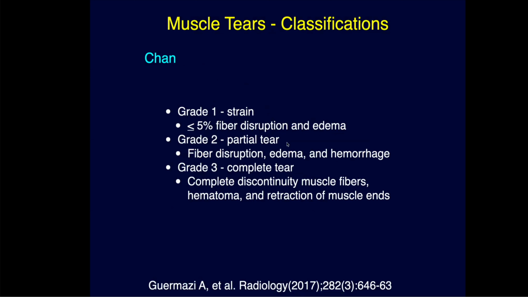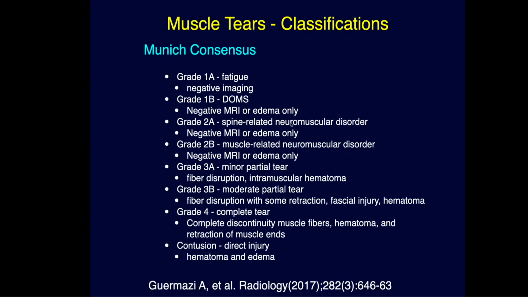Grade 2 are partial tears where you have fiber disruption, edema, and hemorrhage, similar to the previous classification, and grade 3, which is complete tears. Then there's a more recent classification called the Munich consensus, where grade 1A is fatigue, and you get negative imaging. Grade 1B is delayed onset muscle soreness syndrome, which typically can have a negative MRI, but typically you get a positive MRI, and the symptoms usually peak on day 2 after the exercise.